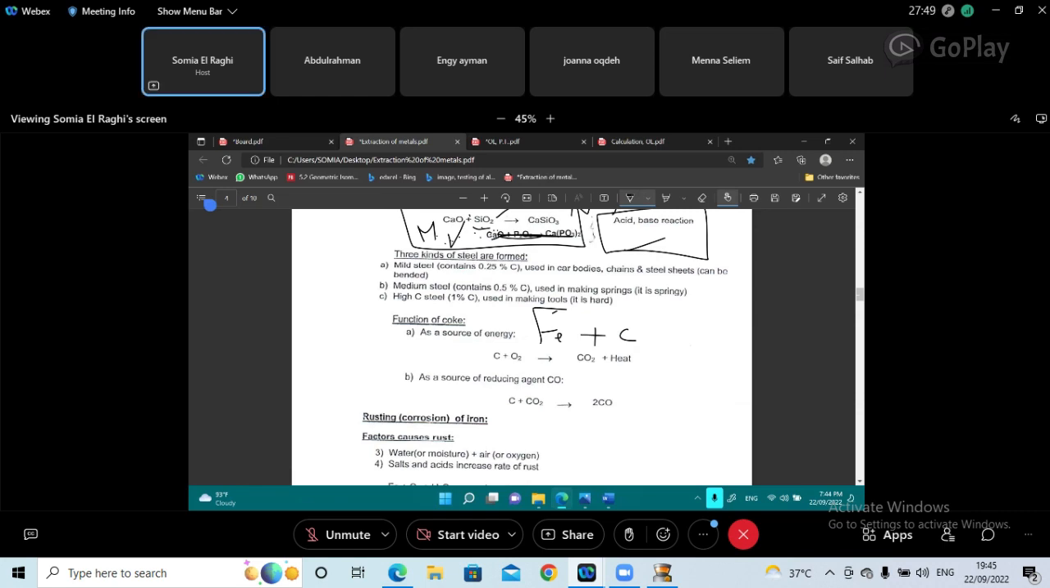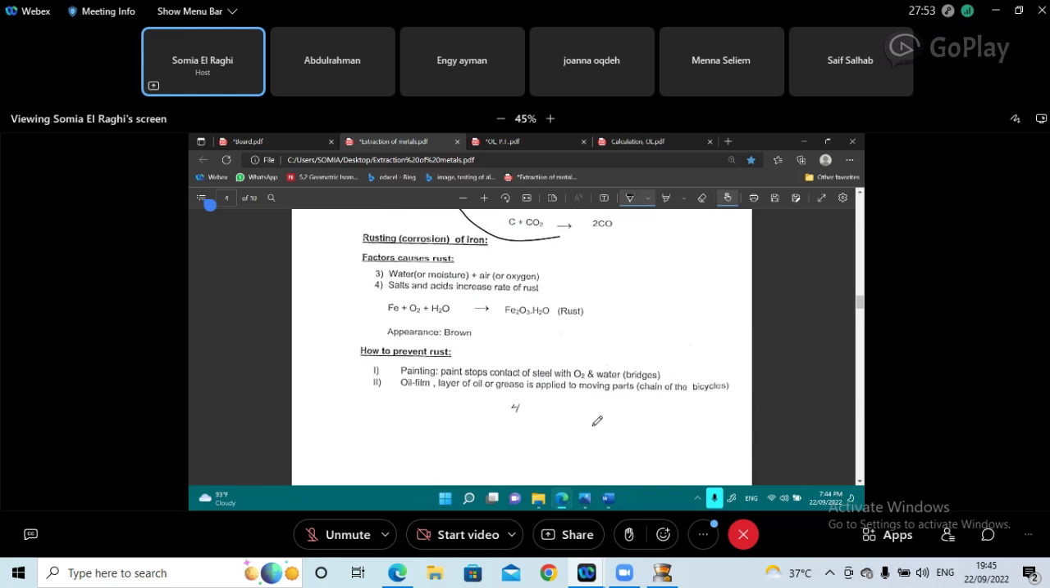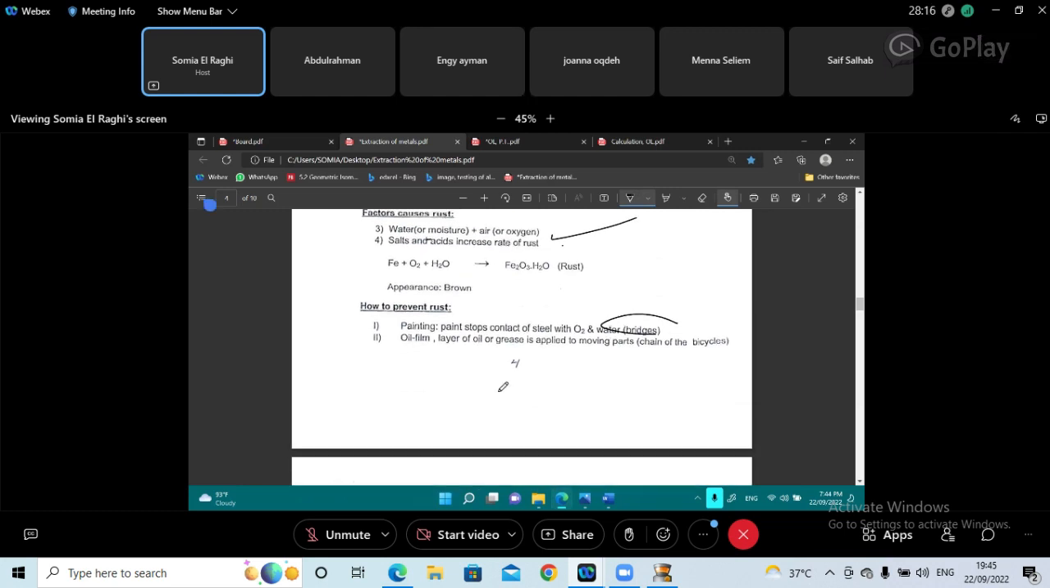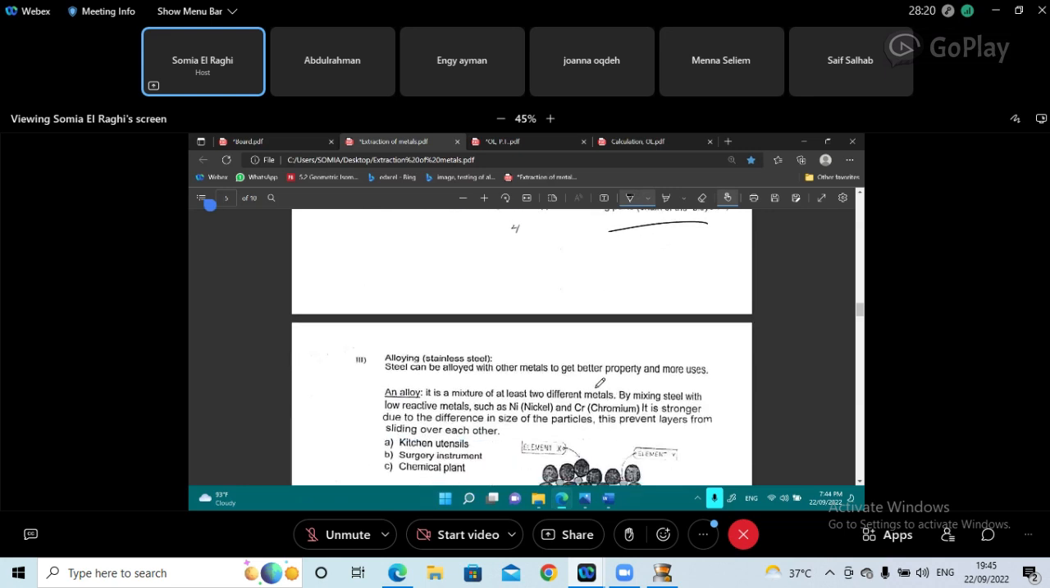And then I wrote here the function of coke, why you add coke. And we talked about rust, the factors causing rust. These two factors, water and air, both should be available together. If we prevent one of them, rust will never happen. All right? That's what we do in rust prevention. I need to prevent one of these factors, either by painting bridges or oil filling the chain of the bicycle.